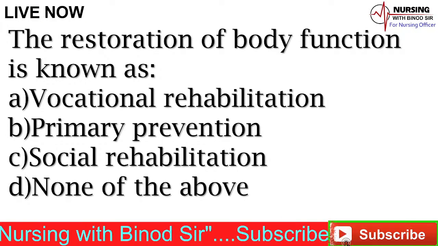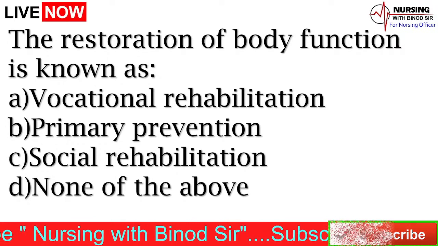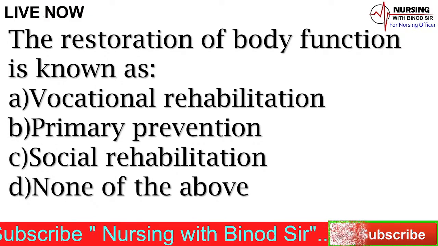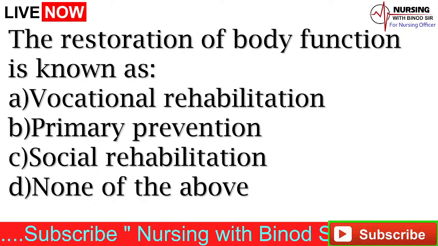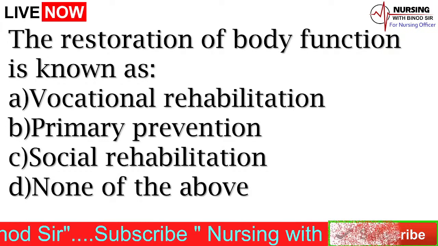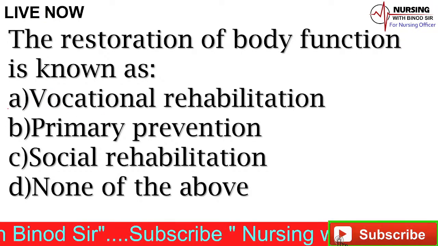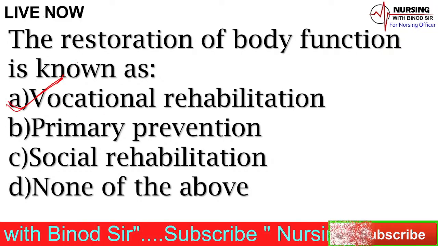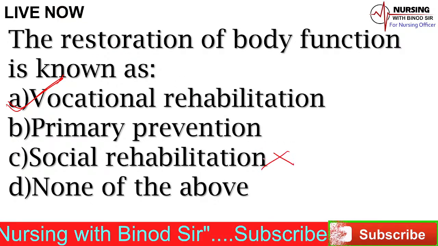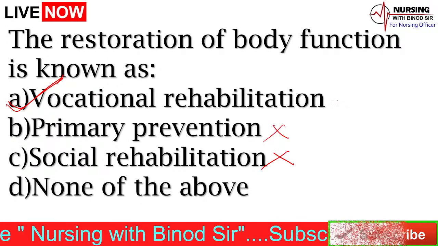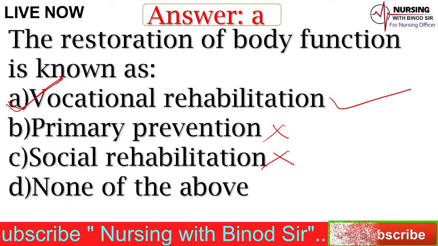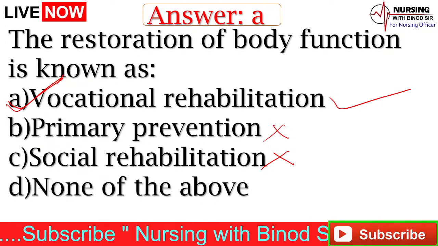The restoration of body function is known as vocational rehabilitation, primary prevention, social rehabilitation, or none of the above. Always remember that it is known as vocational rehabilitation. The answer is vocational rehabilitation, not social rehabilitation. Primary prevention, answer is A option. Have you got it? Those who have given A option, their answer is correct.